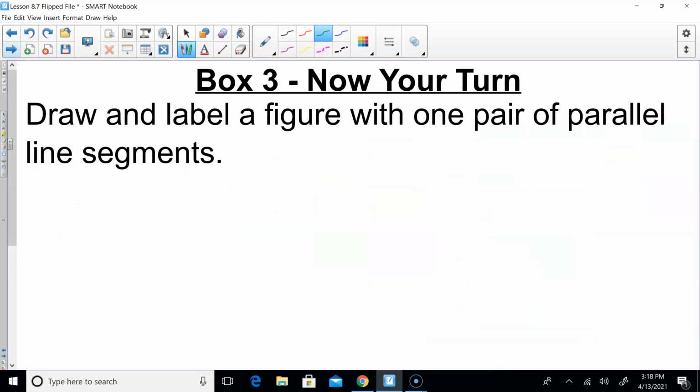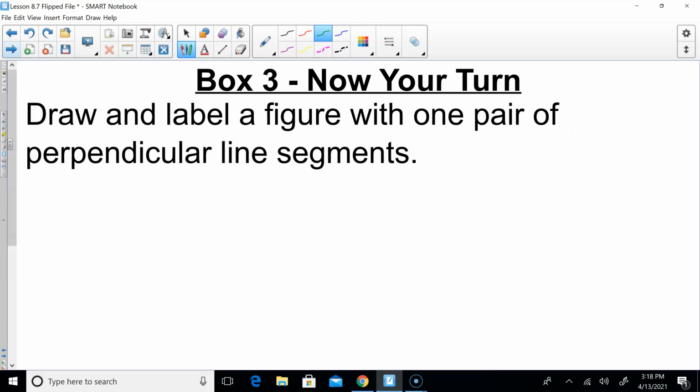So right now you can draw a big line on your piece of paper. You can write down box 3, now your turn. And I'd like you to do the following skills. I'd like you to draw and label a figure, so a figure would be a shape, with 1 pair of parallel line segments. Next, I'd like you to draw and label a figure, so another shape, with 1 pair of perpendicular line segments. So remember, what does it mean to have perpendicular line segments?